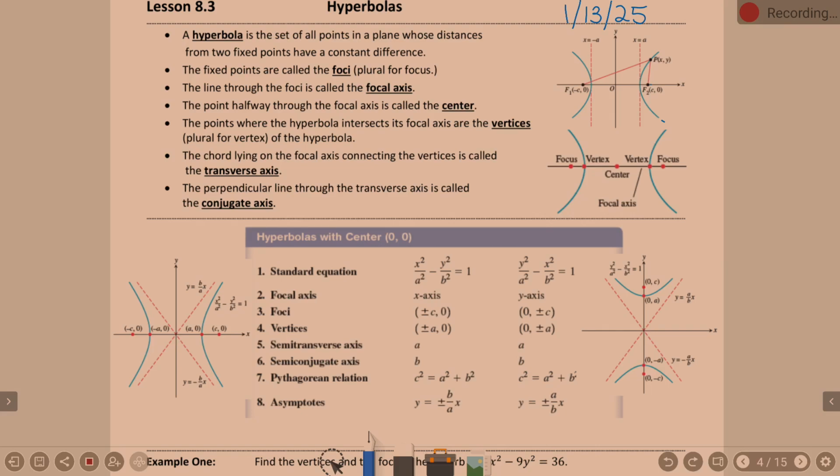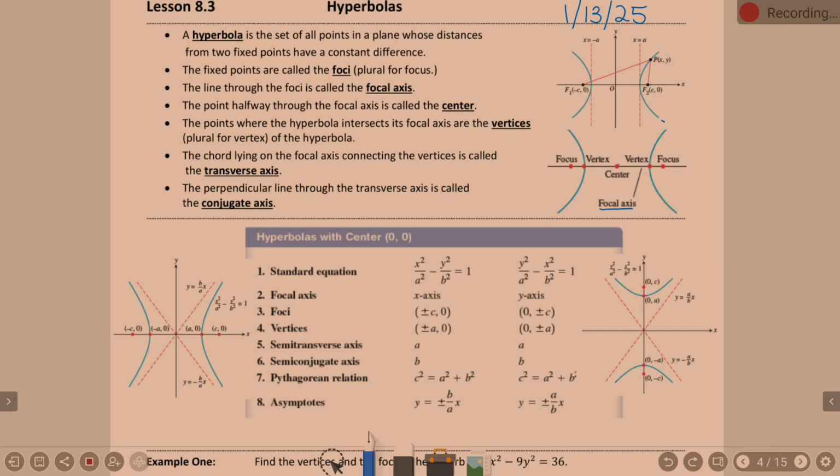We still, just like ellipses, have something called a focal axis. So the line going through the foci, from foci to foci, is called a focal axis. And you'll notice it right here, going from foci to foci. The point halfway through the focal axis is called the center. Just like you had a center inside the ellipse, we have a center in between the two hyperbolas. It's still going to be halfway in between the two foci.